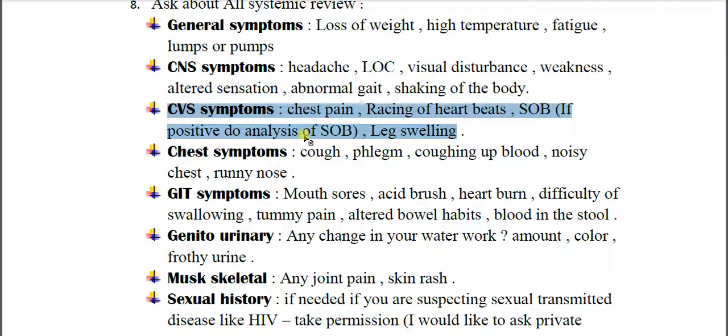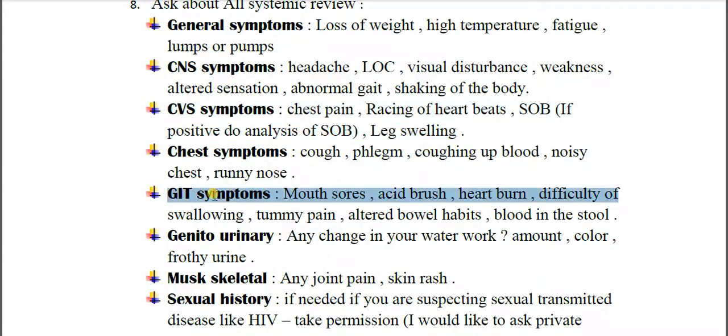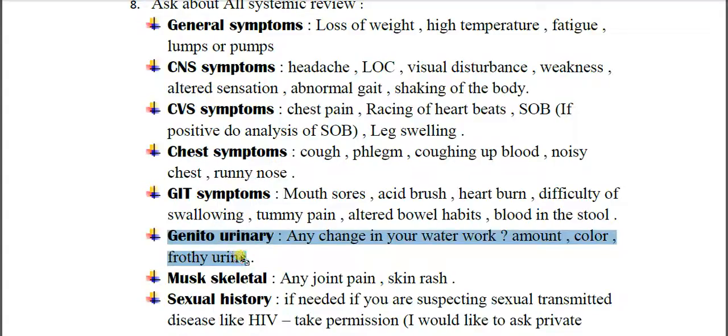Pulmonary symptoms: any cough, any phlegm, any coughing up blood, noisy chest. GIT: any mouth sores, acid brush sensation, heart pain, difficulty with swallowing, tummy pain, you asked before, no need to repeat. Any altered bowel habits, any blood in stool. Genitourinary: any change in your water work, amount, color, and for the urine we asked before in chronic kidney disease and in nephrotic, no need to ask again.